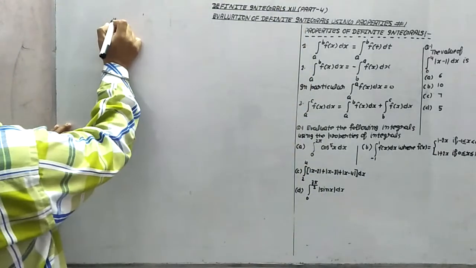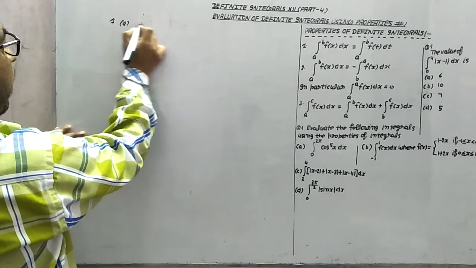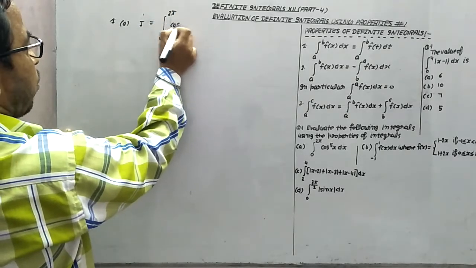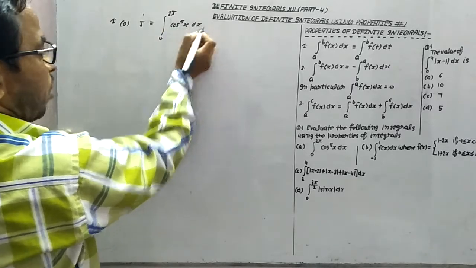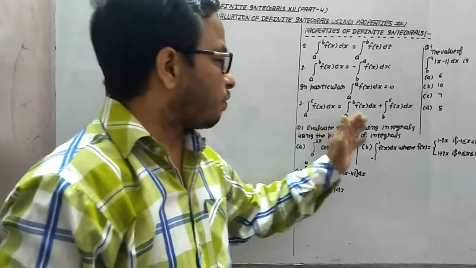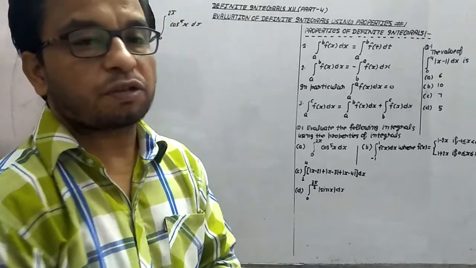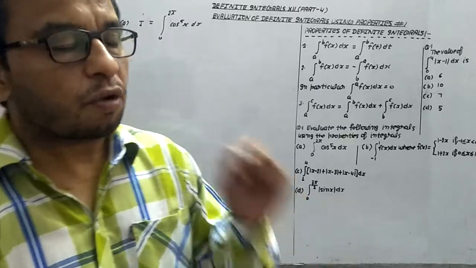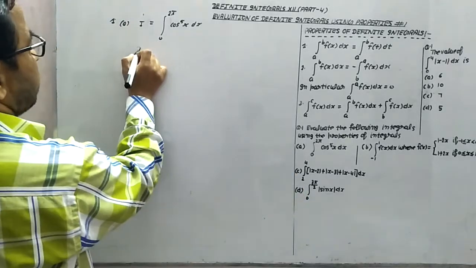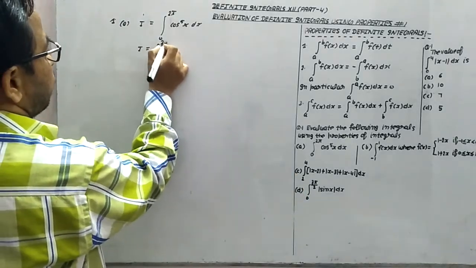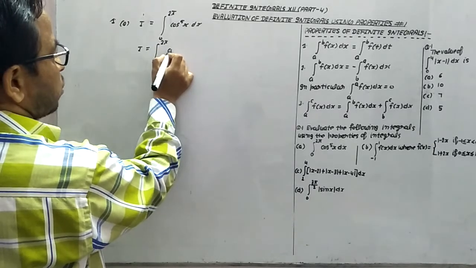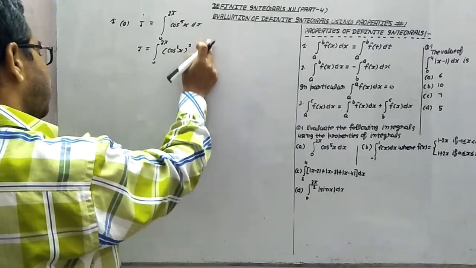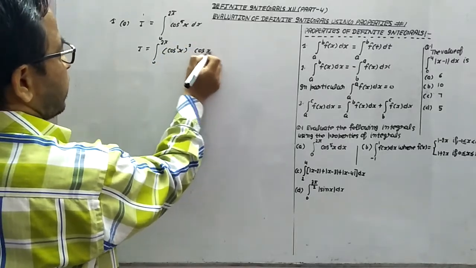Let's start with the solution of question number 1, a part. We have I is equal to integration 0 to 2 pi cos 5x dx. Because the question says evaluate the following integrals using the properties of integrals, we have to solve by using the properties only. Now I is equal to integration 0 to 2 pi, we write cos^4 x, that is (cos^2 x) whole squared, into cos x dx.